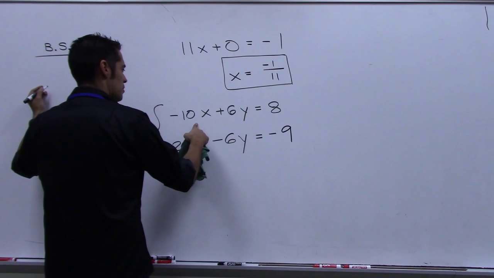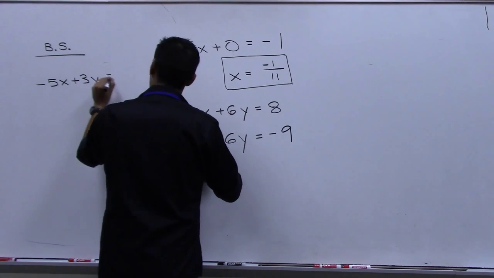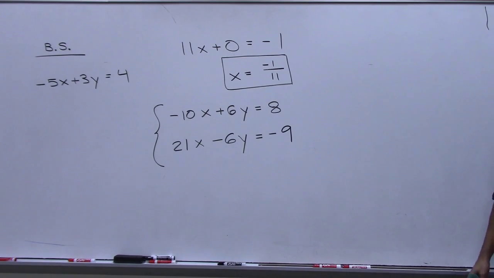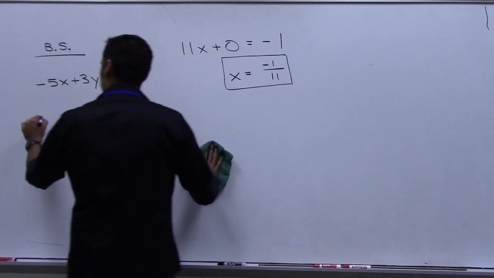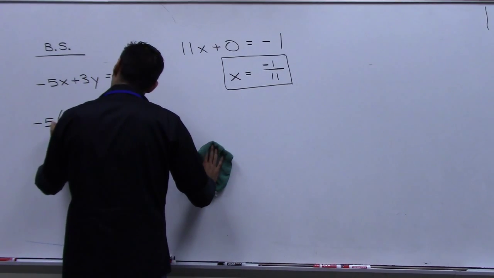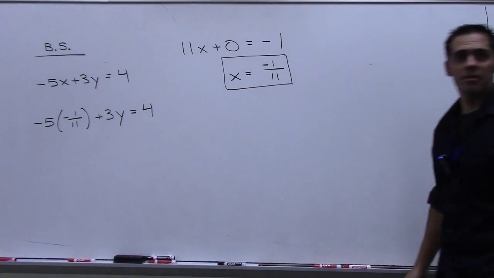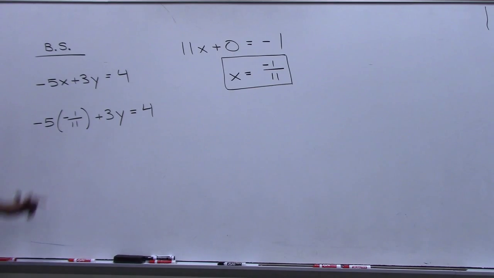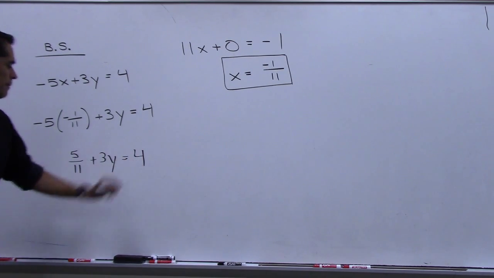What do we multiply by? Negative 5x plus 3y equals 4. Is that it? All right. And I'm going to replace in that equation the x with negative 1 over 11. Negative 5 times negative 1 over 11 plus 3y equals 4. And yes, you have to work with fractions, all right? What is negative 5 times negative 1 over 11? Positive 5 over 11. So this is 5 over 11 plus 3y equals 4.